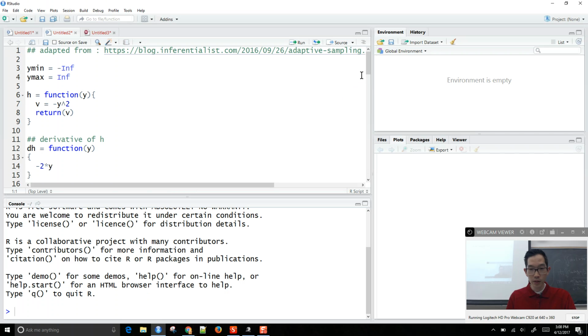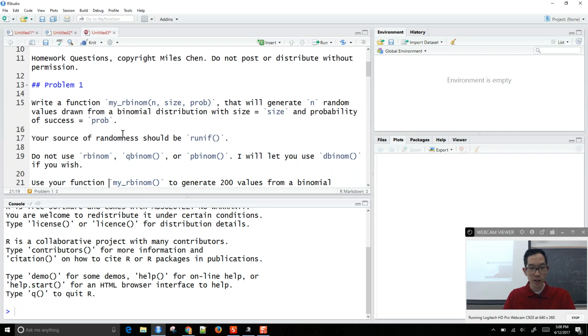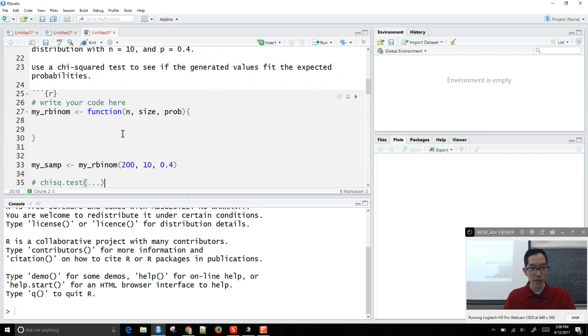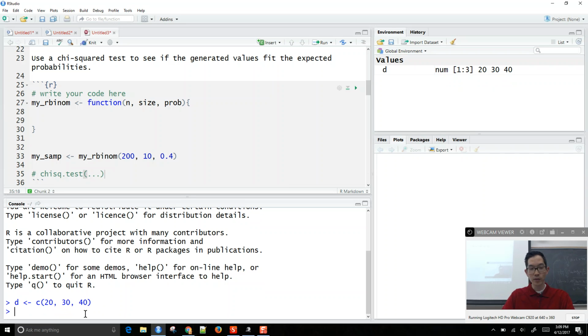Okay, so I know there were some questions about the chi-squared test. The way the chi-squared test works is you get a vector of observations, say 20, 30, 40, and you want to compare this to some vector of probabilities.